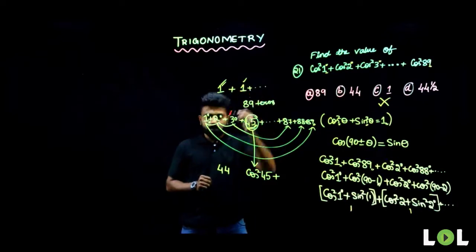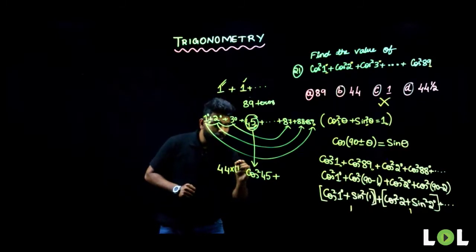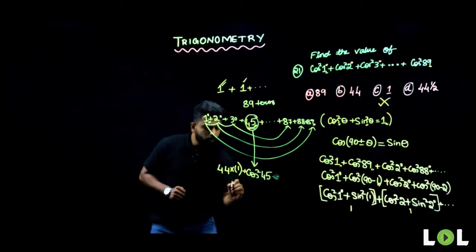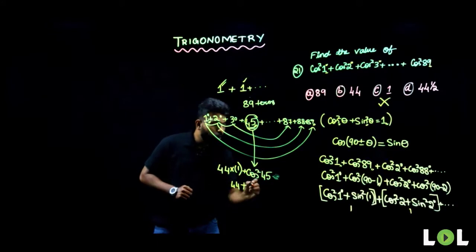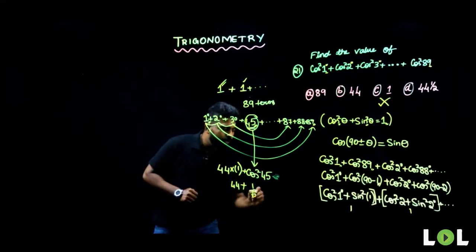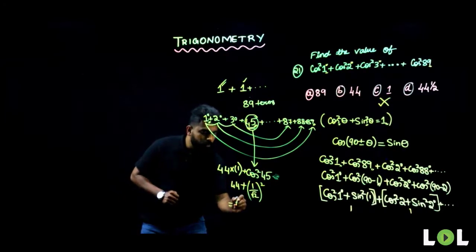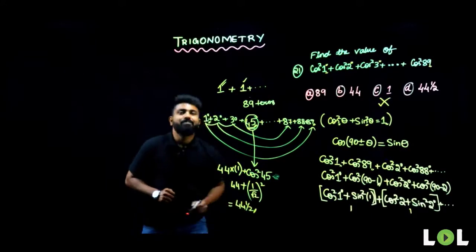We have got it here. So there are 44 pairs, and the value of each pair is 1, plus cos 45 as it is. So we will not have any other term here. So what will be the value? 44 plus what is the value of cos 45? Cos 45 is 1 by root 2. They are asking for cos square 45, so I need to square it. So what will I be left with? I will be left with 44 and a half, and that will be my final answer.